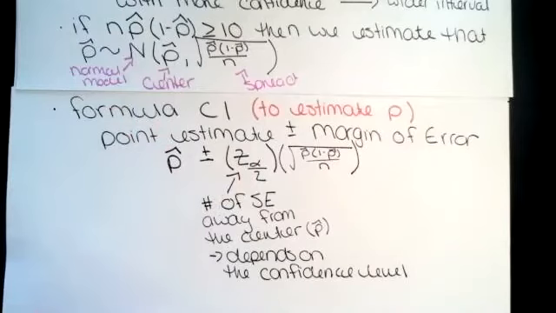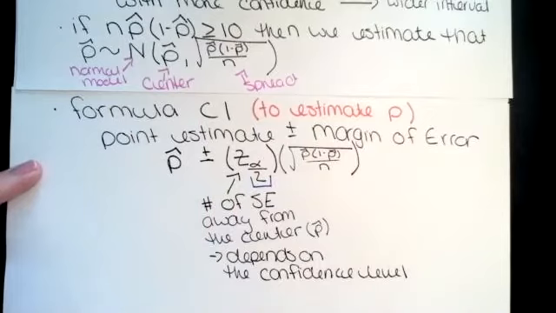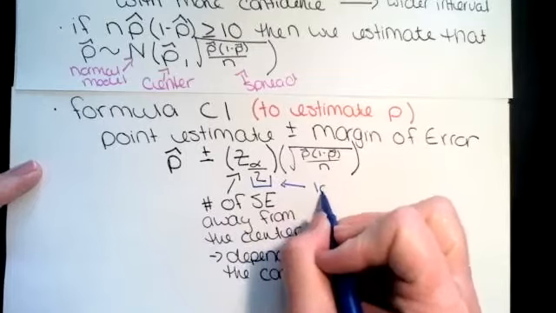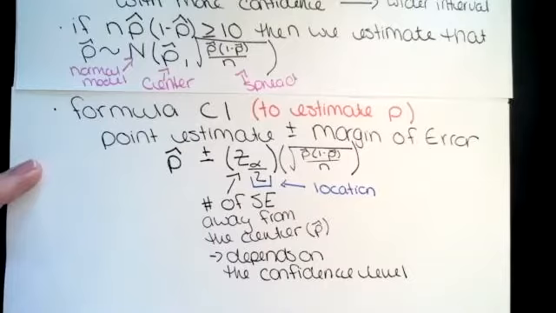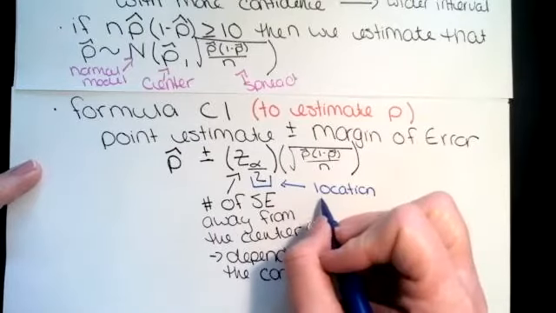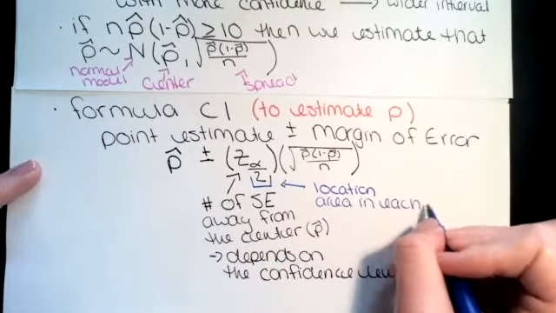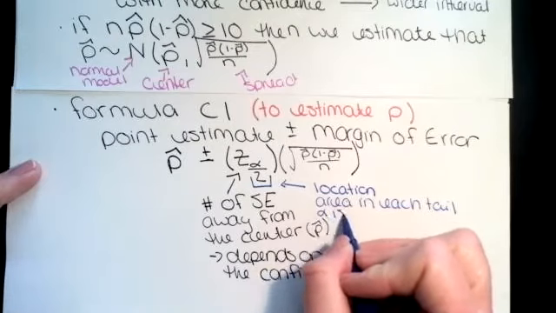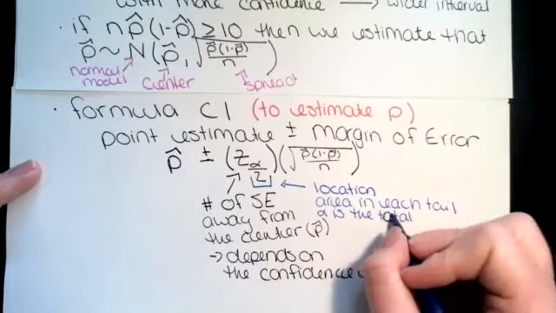So let's talk about this alpha divided by 2 right here, this little chunk right here. You're not multiplying, you're not dividing anything. This is a location only. It's just a location. It's just telling me where I am, okay? So it's just a location, and what it means is the area in each tail of my curve. So alpha is the total area.